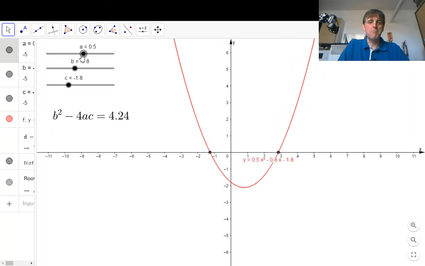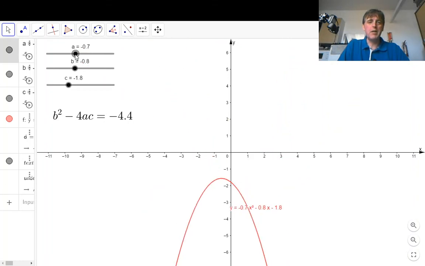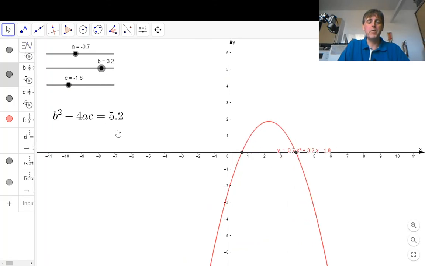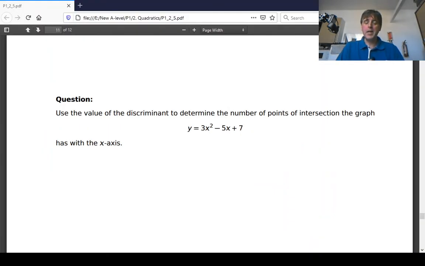It works for all situations here. So let's say we've got a value of a which happens to be negative. Here, look, negative discriminant, not touching the axis. Let's move the value of b again. Up there, for example. There we go. Positive discriminant, touching the axis twice. Okay, so hopefully you're seeing how the discriminant can help us answer questions about graphs as well.